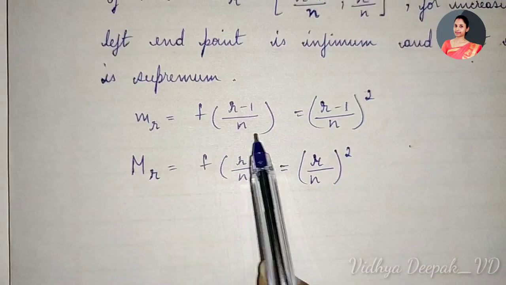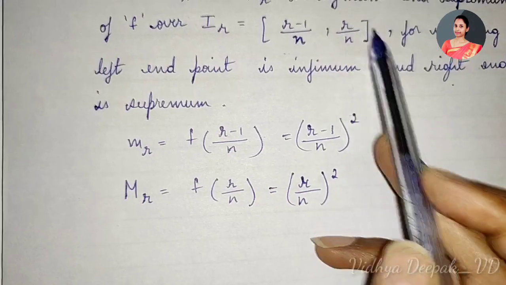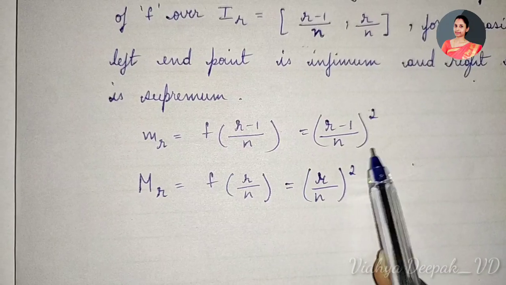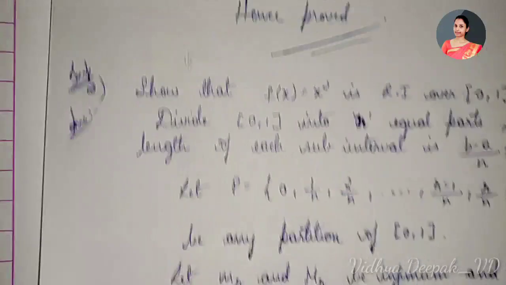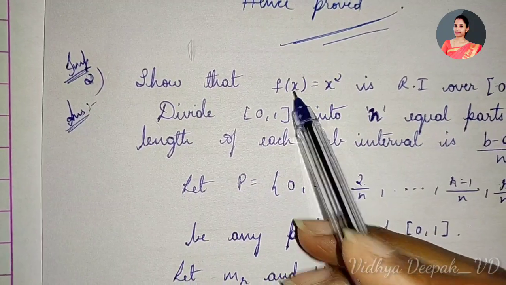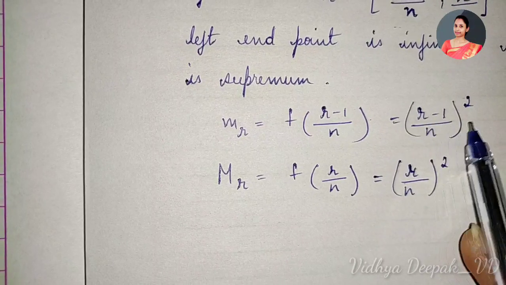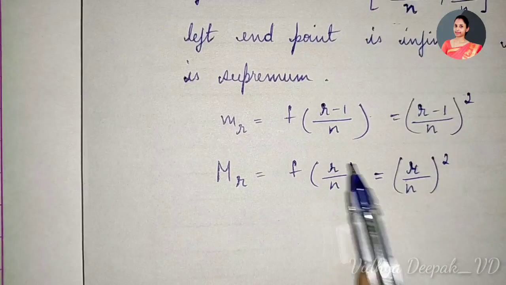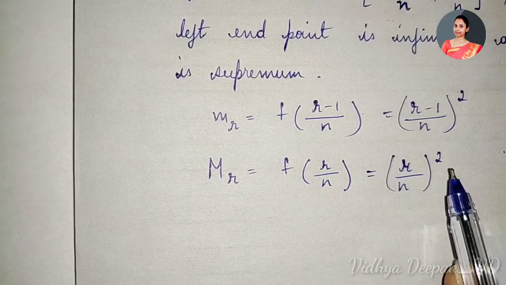Now infimum I am taking it to be function of r minus 1 by n. So this is the least point here, this is the greatest point here. So I'll take r minus 1 by n as the input, and I'll get r minus 1 by n the whole square, because what is our question? f of x is nothing but x square. So in the place of x we have taken r minus 1 by n. So it will be r minus 1 by n the whole square. For supremum I am taking f of r by n. So x is r by n, so here f of x is equal to x square will become f of r by n is equal to r by n the whole square. Clear?